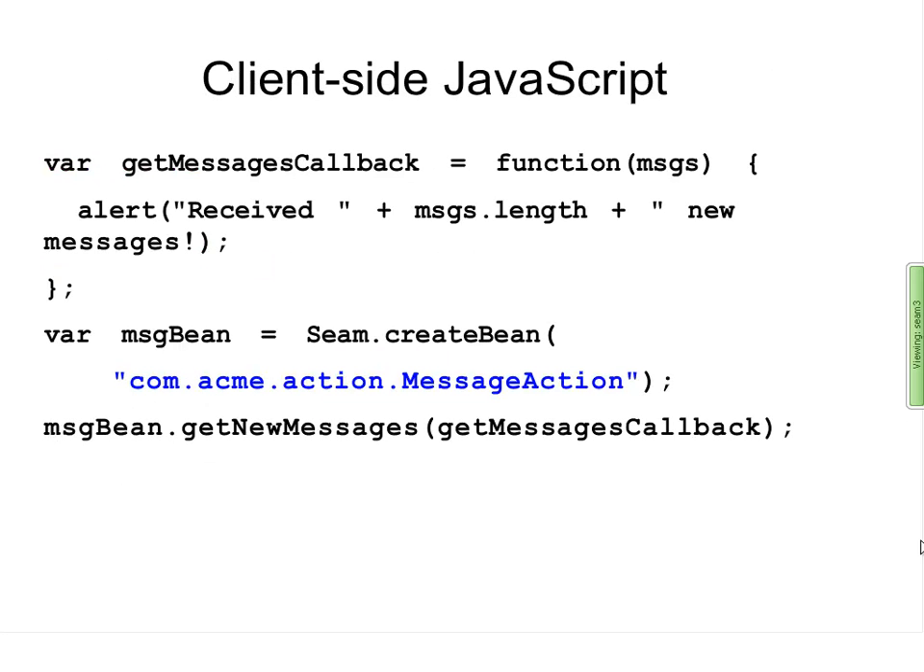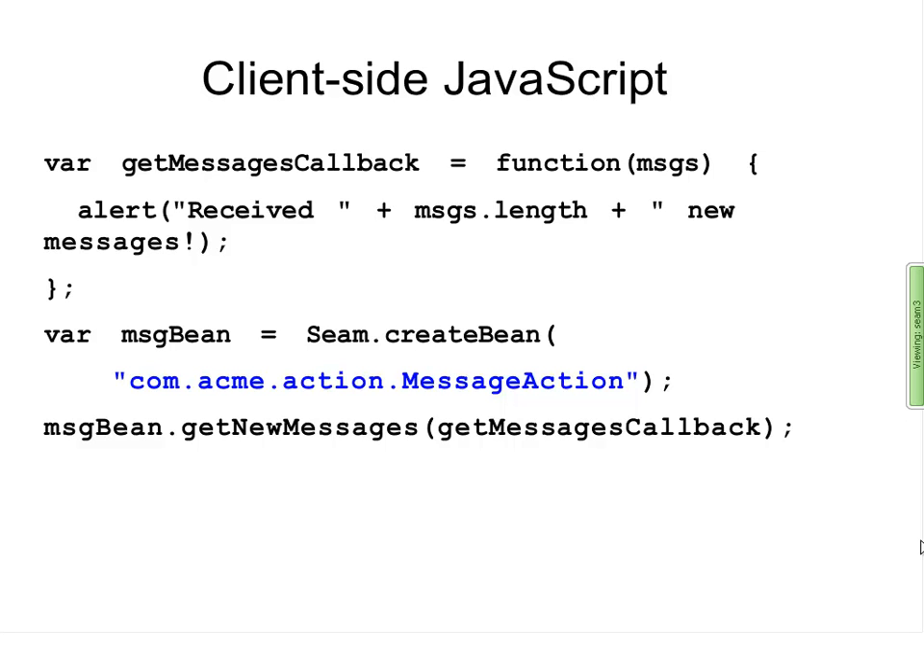So the next step after doing that is to write the client-side code. If you're averse to writing JavaScript, then there's some good news here. You don't have to write too much. In this example, we can see that the first thing we need to do is define a callback function called getMessagesCallback. This function simply displays a message telling the user how many new messages have been received.